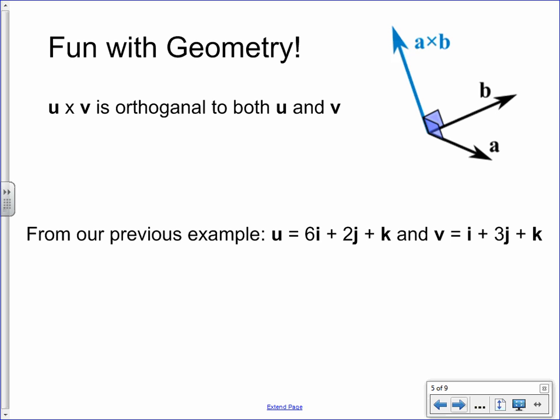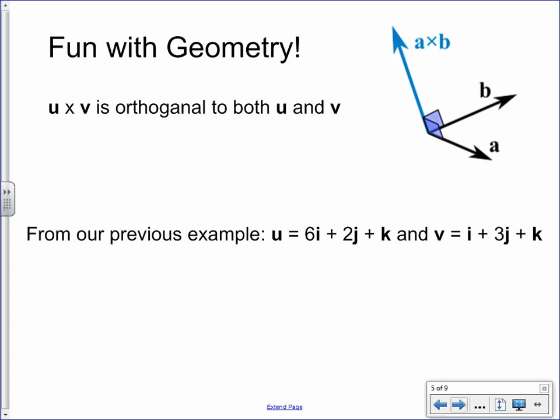From our previous example, we had U was 6, 2, 1 and V was 1, 3, 1, and we found the cross product, correct? How do we know if vectors are orthogonal? You find the angle between them. If we go to find the angle between them, before we even get there, if the dot product is 0, that's going to make our angle 90 degrees. So if our dot product is 0, that is proof enough that the vectors are orthogonal.